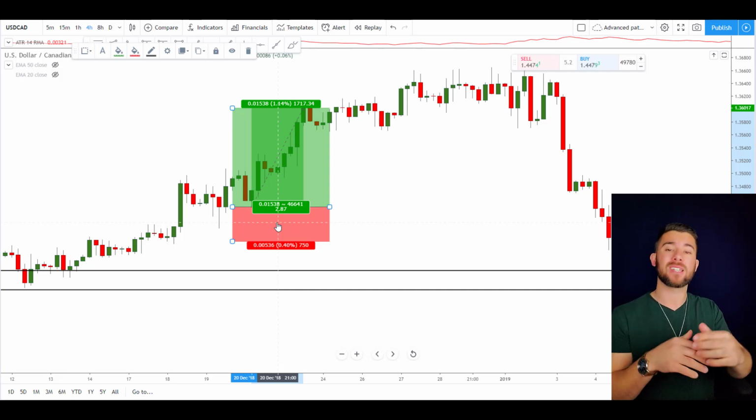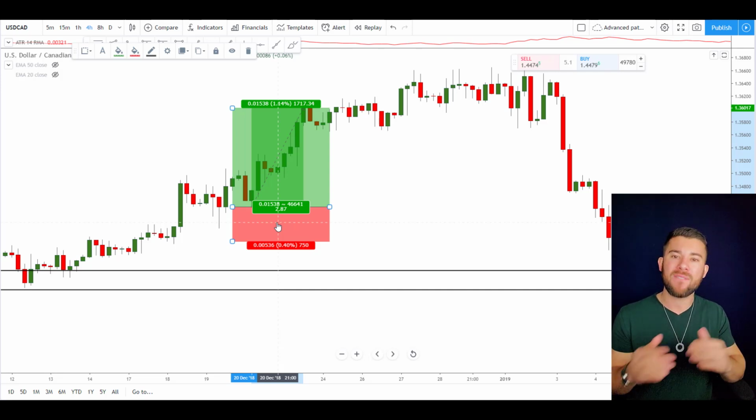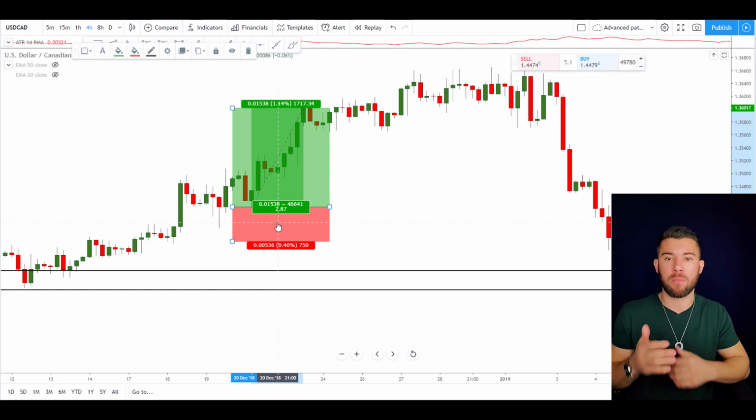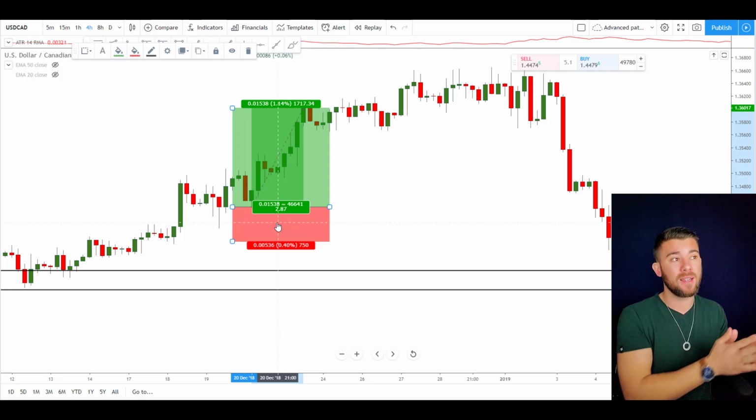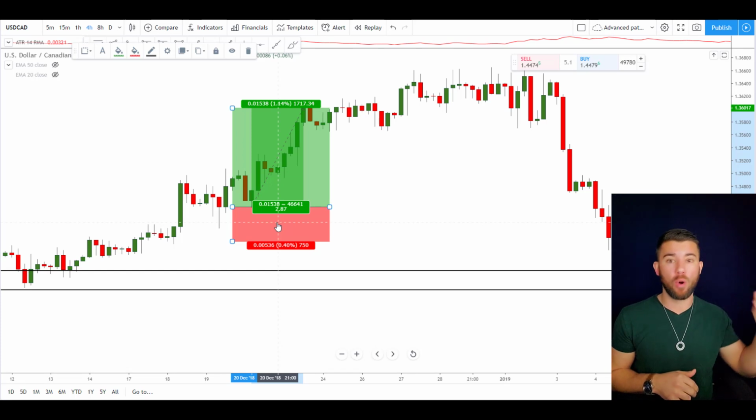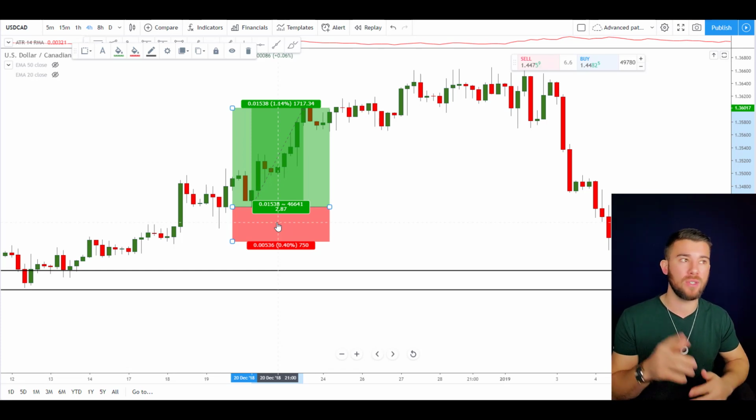So that's something that's more of a personal decision. I vary between the two depending on different market conditions. So this is my medium pullback type of strategy that I would use.